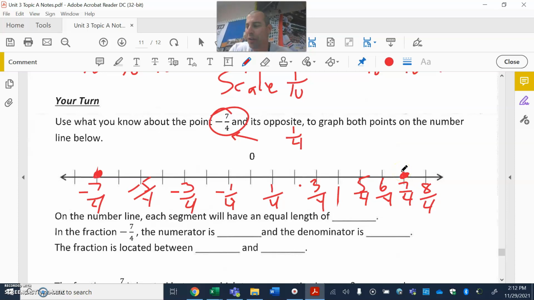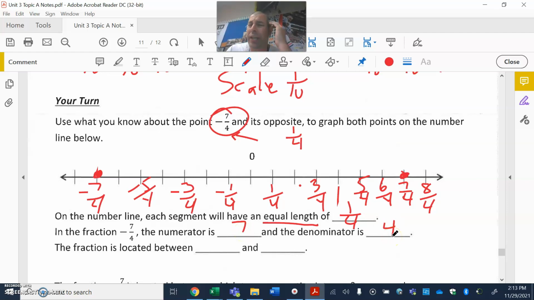So let's look at these 3 follow-up questions. On the number line, each segment will have an equal length. That means what did you count by? Which means we counted by a fourth. So your scale is also the equal length that's there. So in the fraction negative 7/4, the numerator is a 7, and the denominator here is a 4.